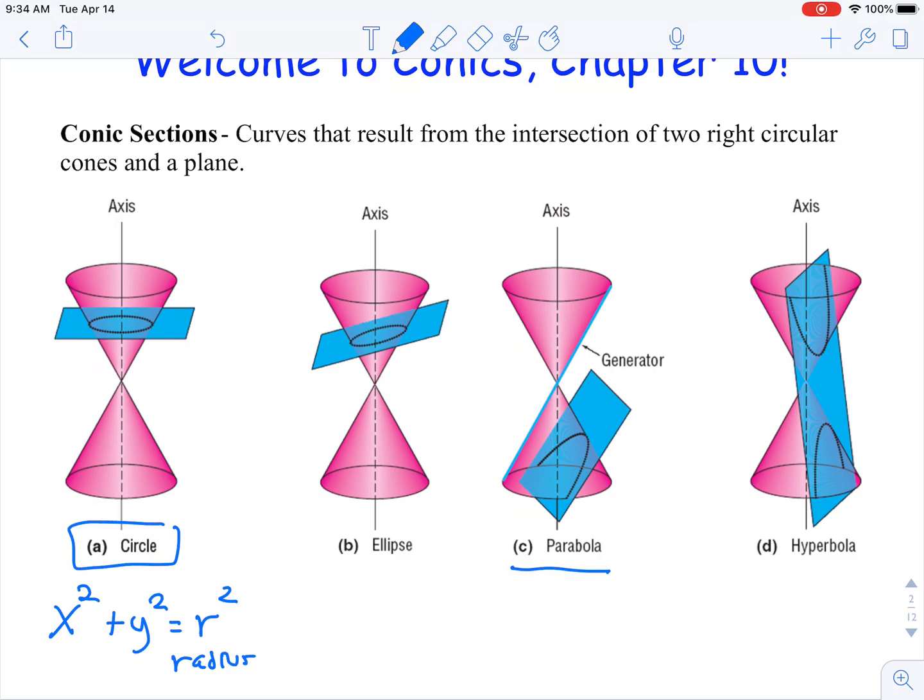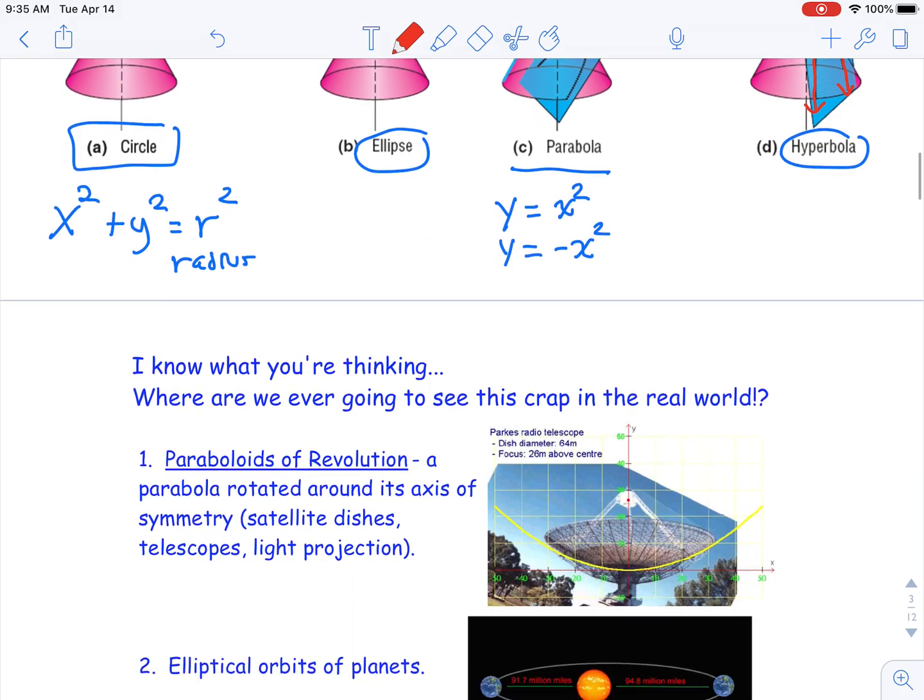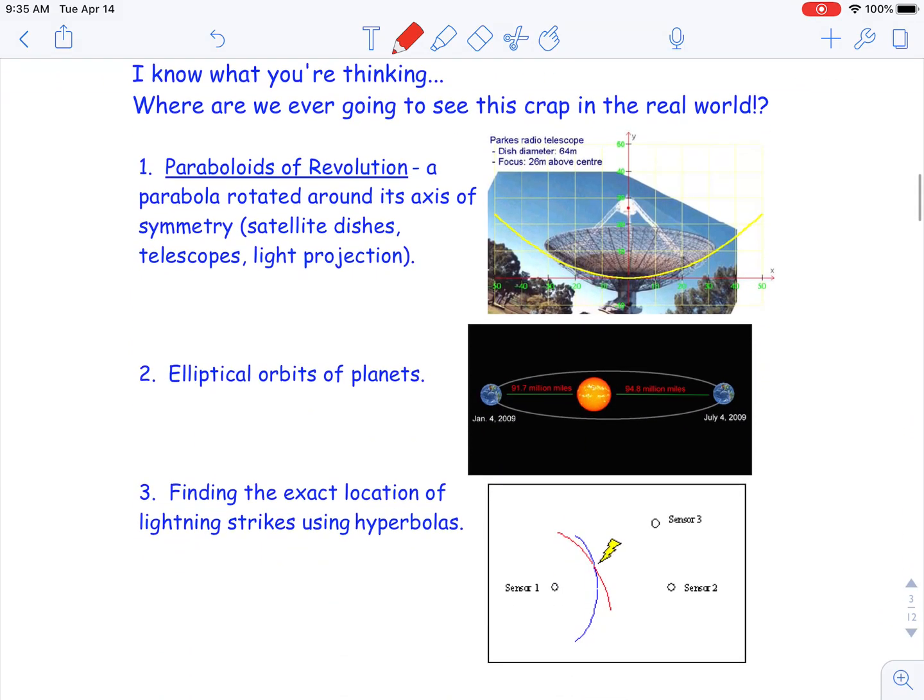We've graphed parabolas back in Algebra 2 even. We've seen parabolas that look like this, y equals x squared. We could have parabolas that say y equals -x squared. We're going to be looking at parabolas again in a little more detail, however. We're also going to be talking about ellipses and hyperbolas. You'll notice that hyperbolas almost look like two parabolas that are opposite of each other. So we're going to have this one down here, and then of course we're going to have this one up here as well.